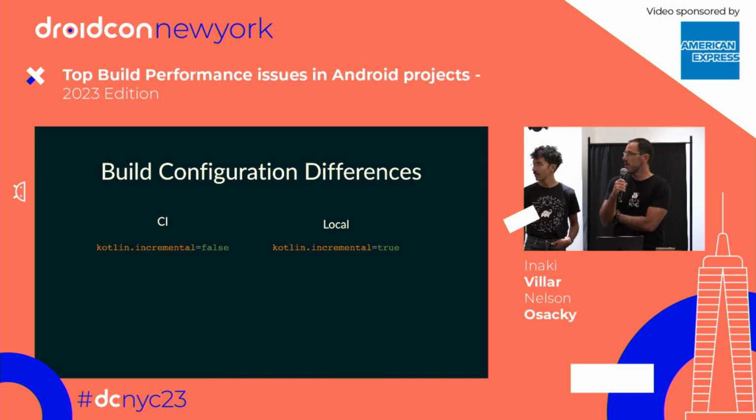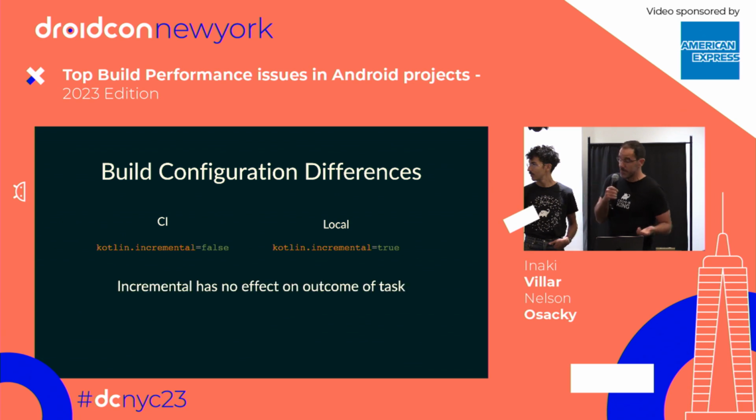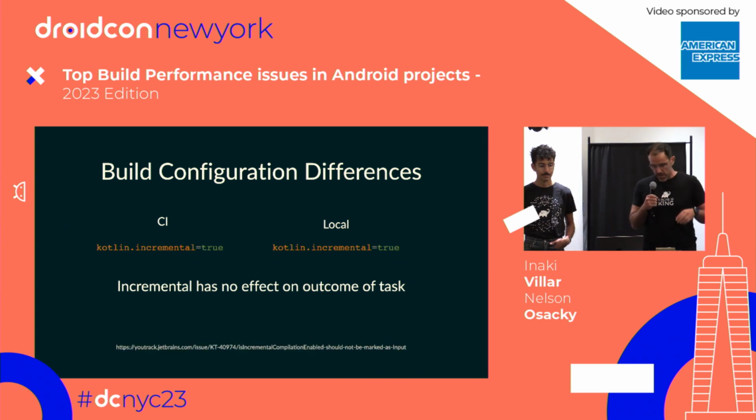So we have in CI a Kotlin incremental value false, and in local, we have true. One of the important things here is that incremental has no effect on the outcome of the task. But this small configuration could affect your Kotlin compiler cache hit. And that's something that you can stop for one moment and think about in a local build.